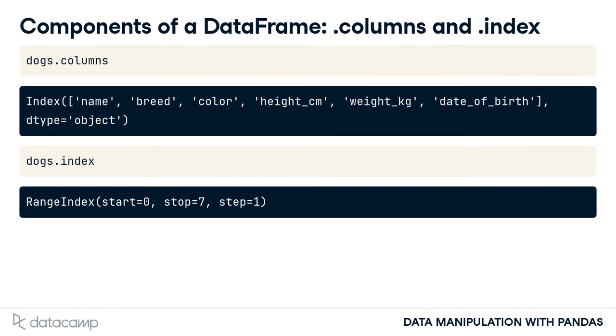Be careful, since row labels are stored in .index, not in .rows. Notice that these are index objects, which we'll cover in Chapter 3. This allows for flexibility in labels. For example, the dog's data uses row numbers, but row names are also possible.